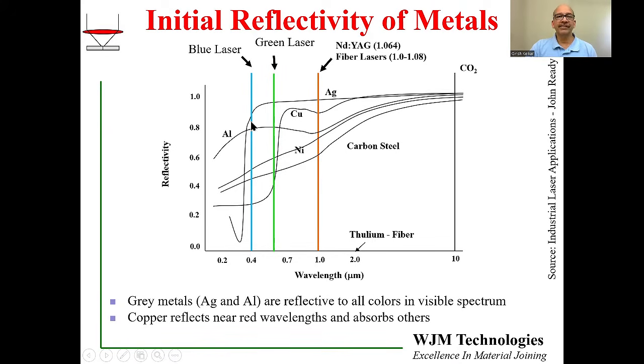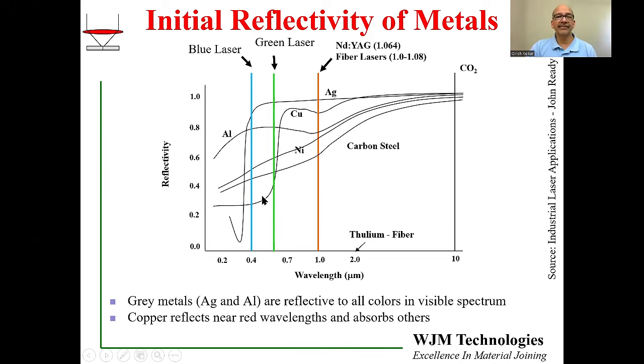On this chart, we can see the reflectivity changes as a function of wavelength for different metals. We see that silver is a good reflector for all lights, whether it's infrared or green or blue. And that is quite obvious from the fact that silver is a white metal, and hence it's going to reflect everything.